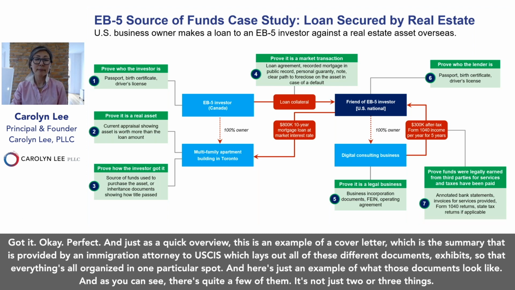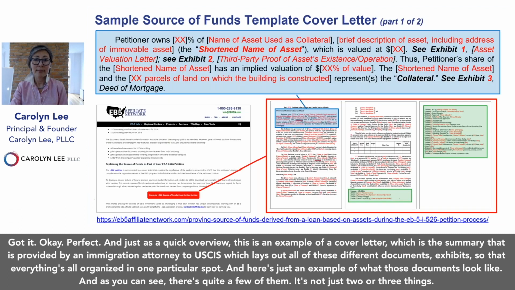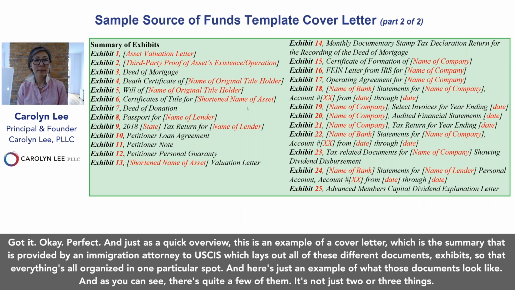Got it. Okay, perfect. And just as a quick overview, this is an example of a cover letter, which is kind of the summary that is provided by an immigration attorney to USCIS, which lays out all of these different documents, exhibits, so that everything's all organized in one particular spot. And here's just kind of an example of what those documents look like. And as you can see, there's quite a few of them. It's not just 2 or 3 things.